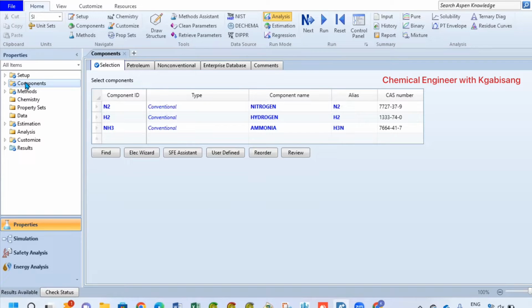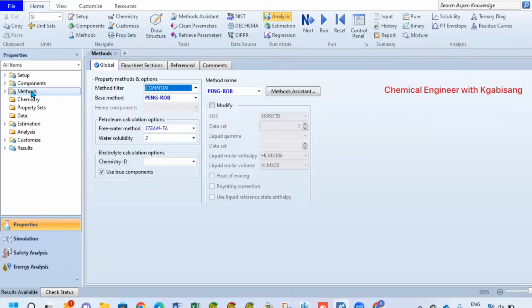Let us look at a kinetic reactor using Aspen HYSYS. Let's say we are working with a simple equation whereby we are reacting nitrogen and hydrogen to form ammonia. So I'm first going to start under properties by specifying my components. Next is to now specify our method, and we can say we are going to be using the Peng-Robinson.